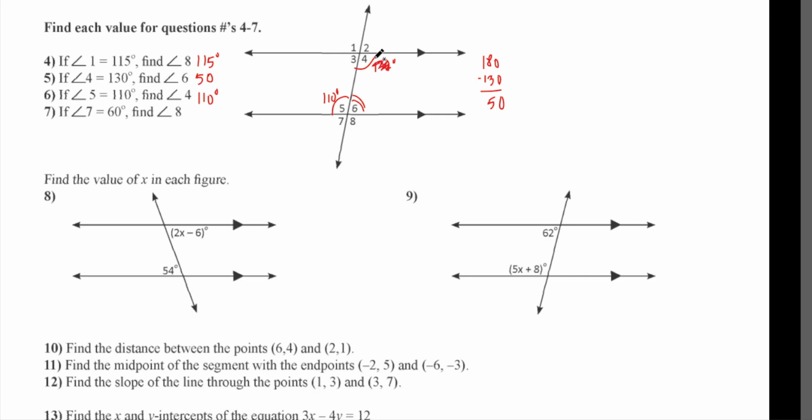Angle 2? Angle 2 is acute. Well, I already said angle 4 right there was 110. What else? Angle 1 would be 110. 7? Angle 8, because angle 8 is obtuse.